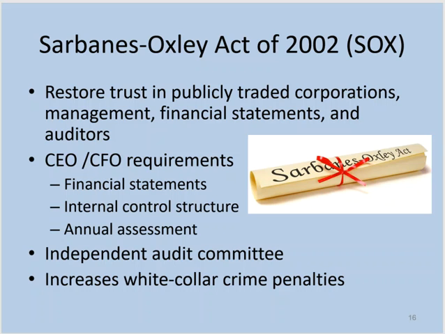Lastly, one of the biggest penalties that's assessed in Sarbanes-Oxley is for white-collar crimes like corporate fraud. So the penalties include both monetary fines and potential imprisonment for those who enact it or participate in it.